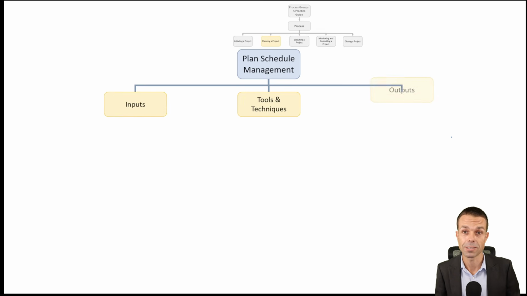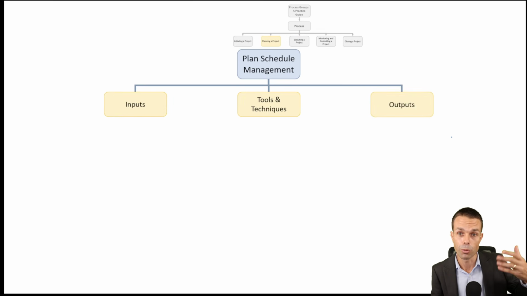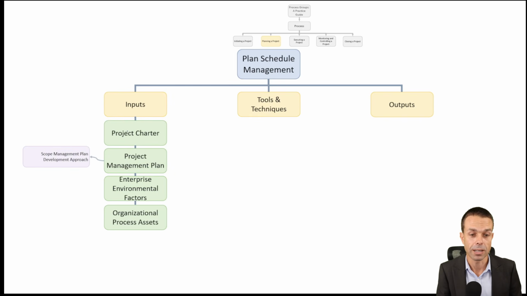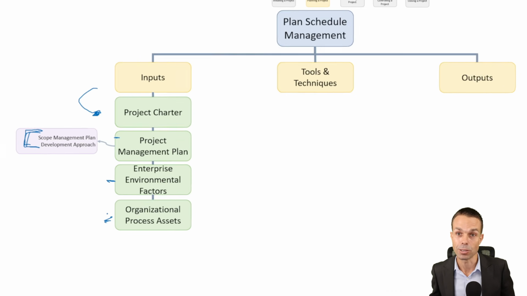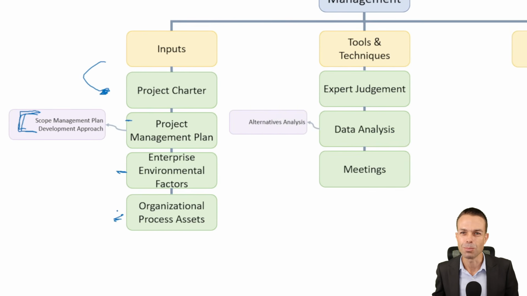Planning schedule, this is another great one. Now we've got the scope, we can move on to planning our schedule. The inputs that we're going to need for this are the project charter, so high-level milestones that we might have outlaid, the project management plan, and of course the environment that we're working in, and any process assets that we have within the business that might help us plan our schedule, so the systems or tools that we might have.